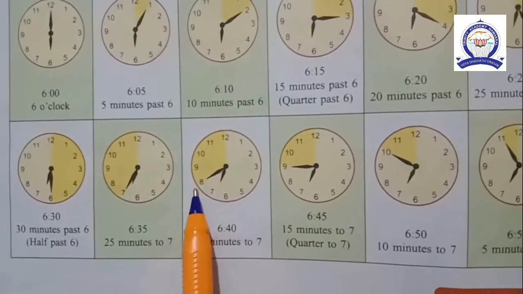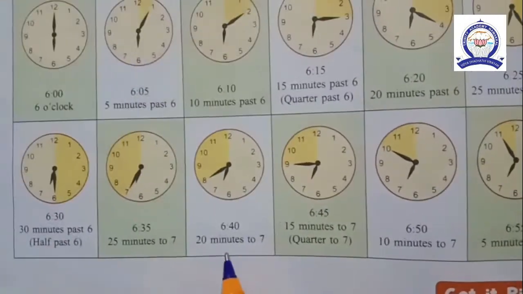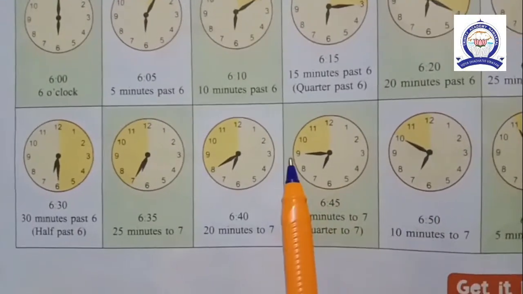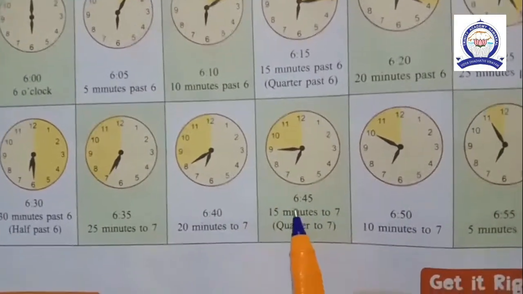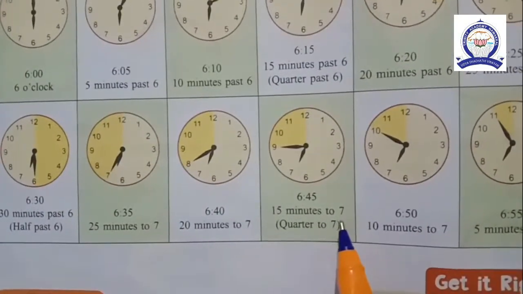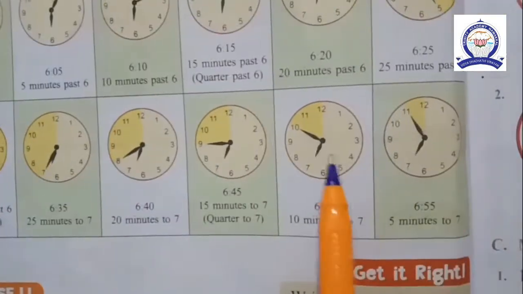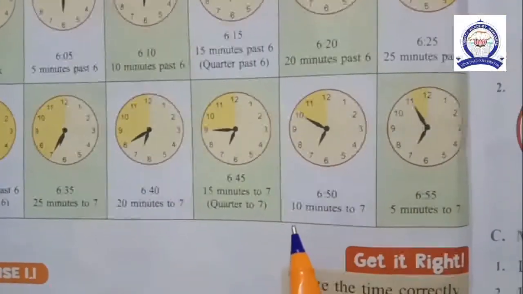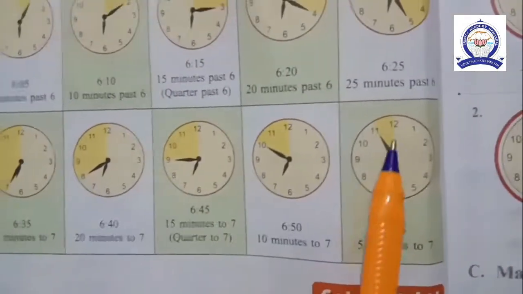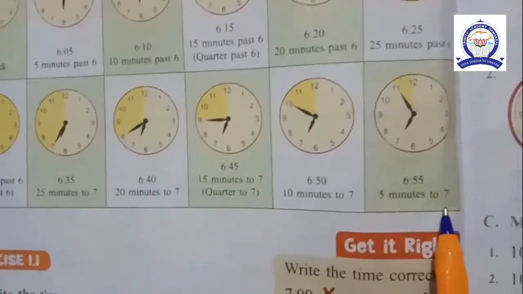Next. 8 5s are 40. So the time is 6:40. 20 minutes to 7. Next one. 9 5s are 45. So the time is 6:45. 15 minutes to 7 or quarter to 7. Next one. 6:50. 10 minutes to 7. Next. 6:55. 5 minutes to 7.